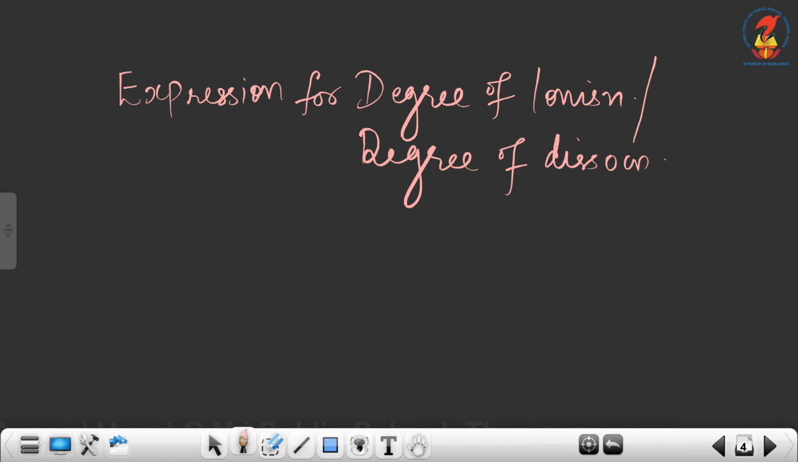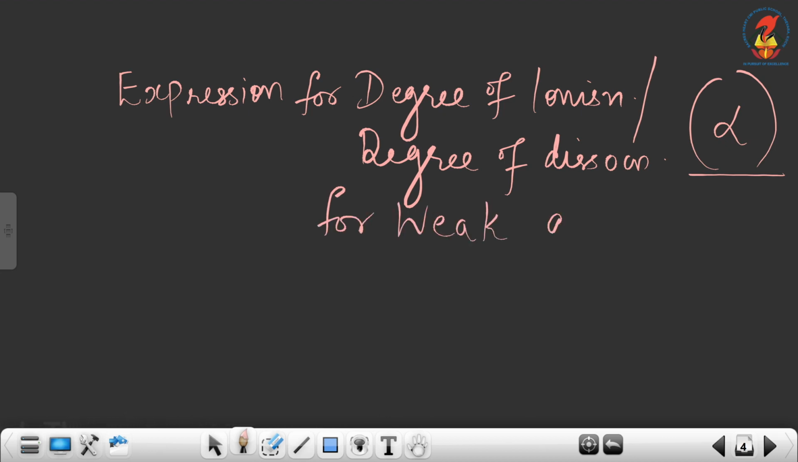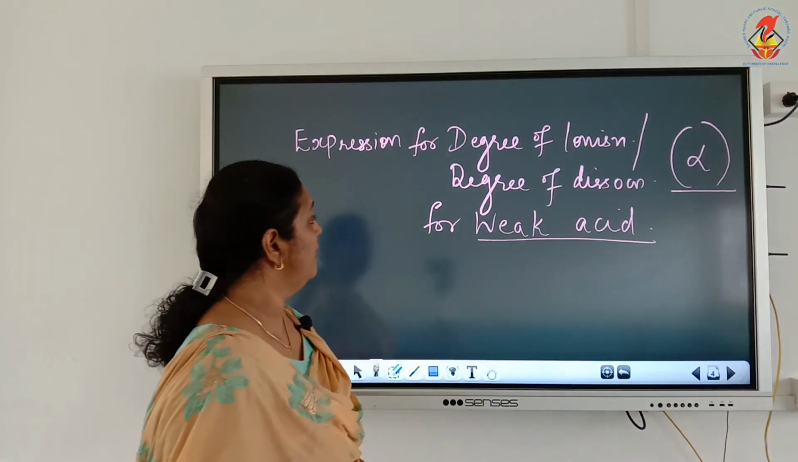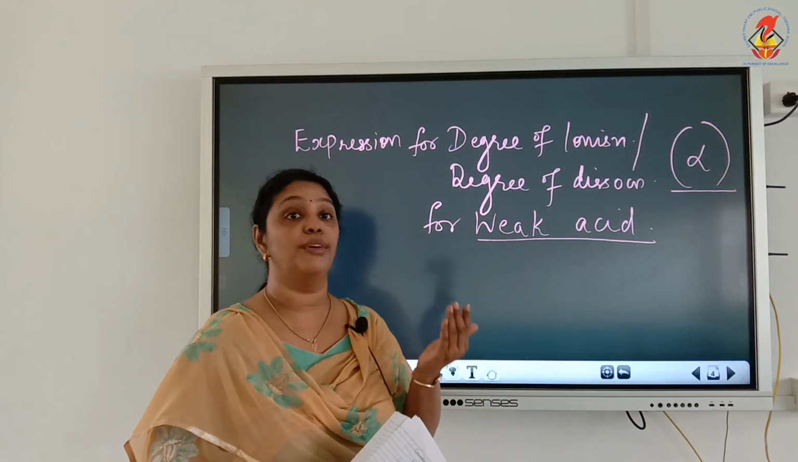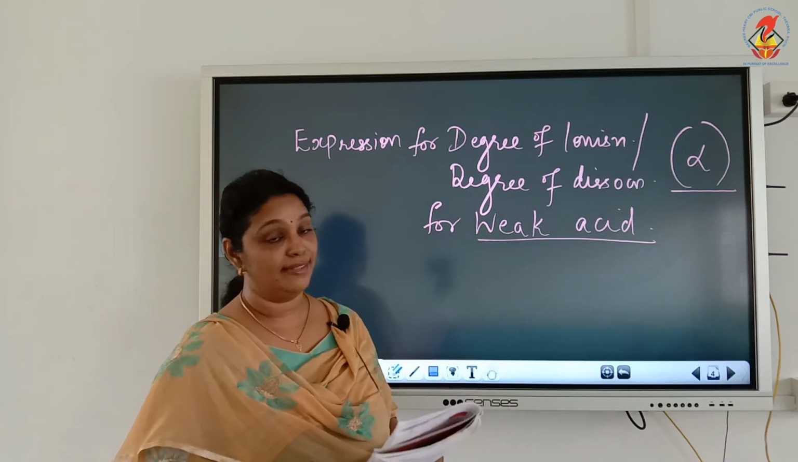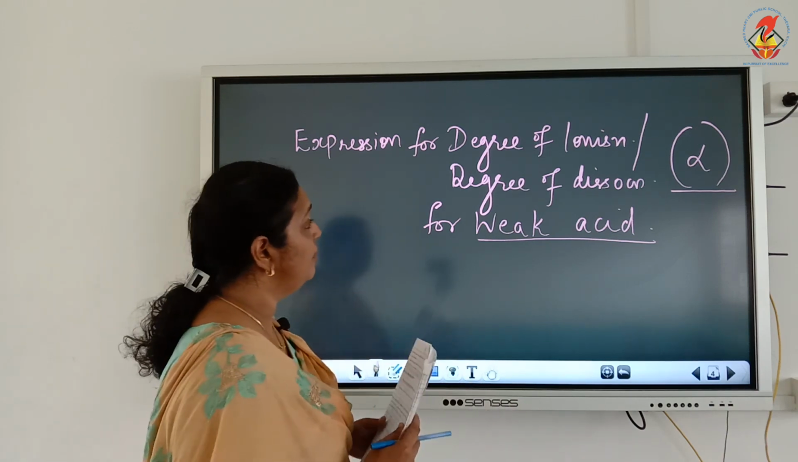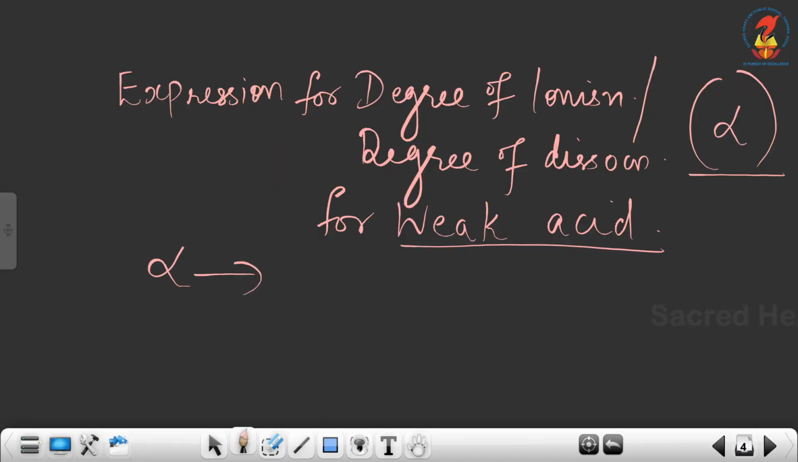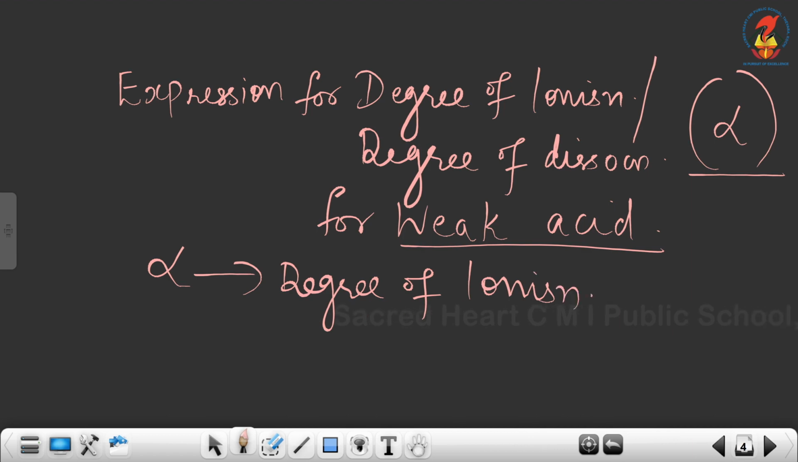And degree of ionization or degree of dissociation is denoted by alpha. And here also this is for weak electrolyte, and we are going to see for weak acids. So we are going to find an expression for alpha for a weak acid. So again, how will you define this alpha? Alpha denotes the degree of ionization, means the extent to which that electrolyte has ionized.